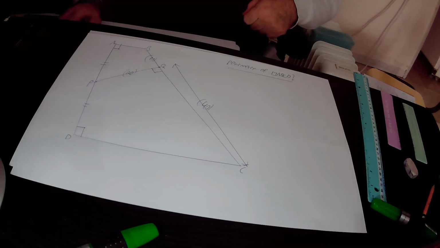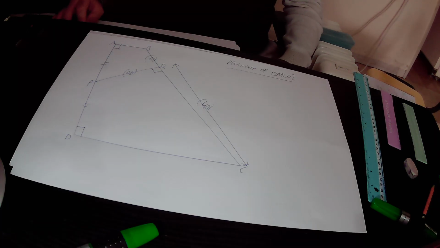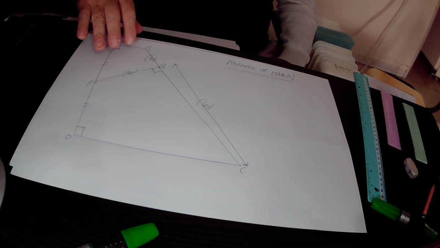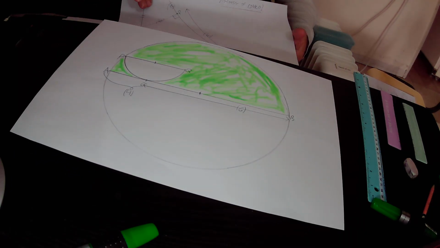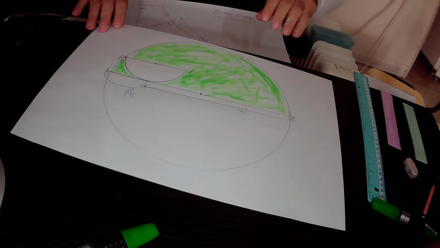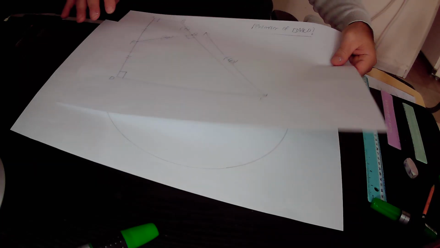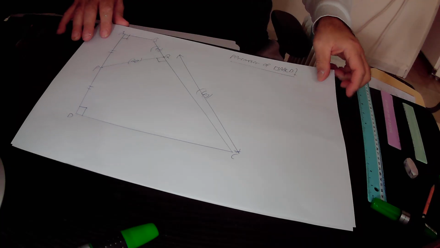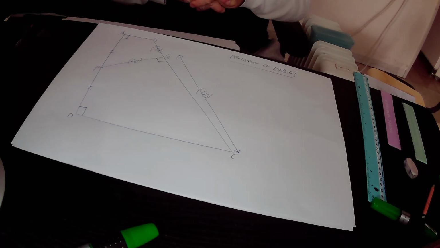In this lecture we'll answer two questions. In the first question, we find out the perimeter of this quadrilateral ABCD, and in the second question, we'll find out the area of this green shape. So let's start with the first question.